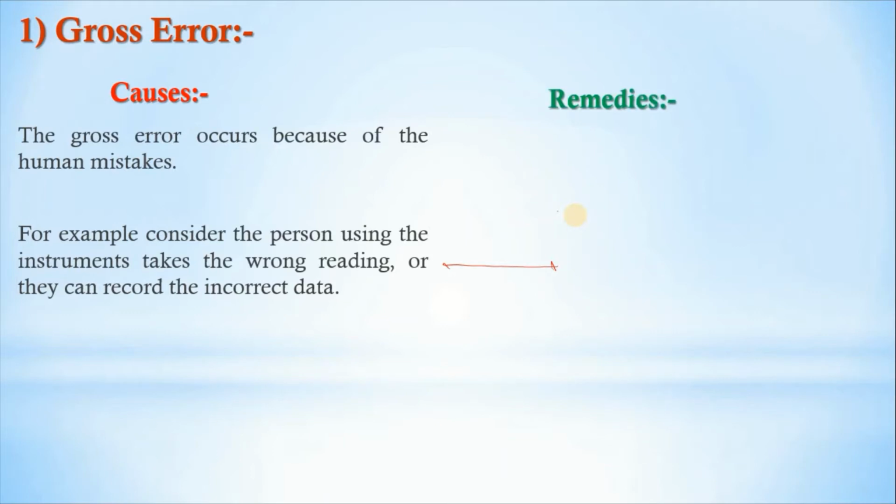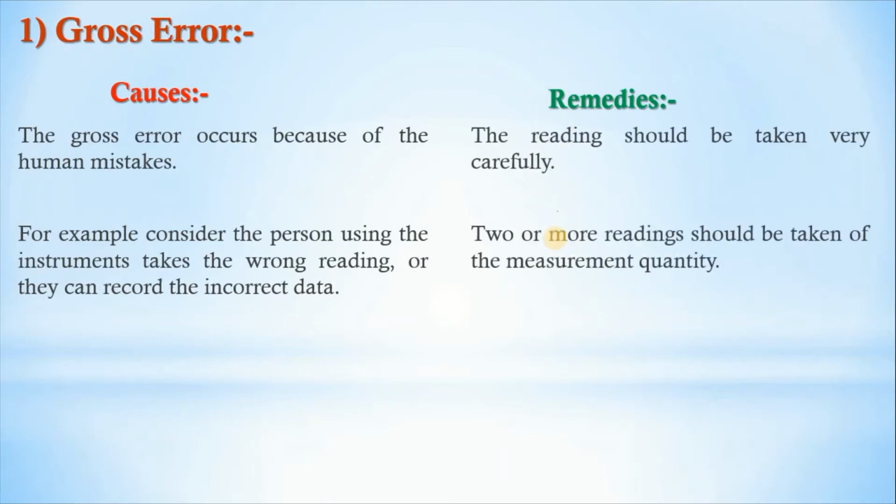So how will we reduce, how will we remove that gross error? What are the remedies? The reading should be taken very carefully, and we have to take two or more readings for the measured quantity. Suppose this object has some length, this length L we have to measure. So for this length we have to take 1 or 3 readings.